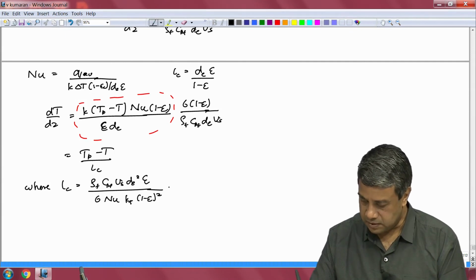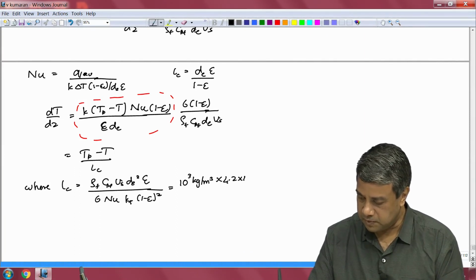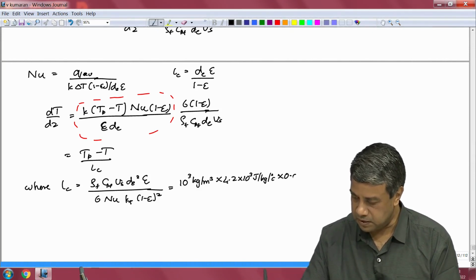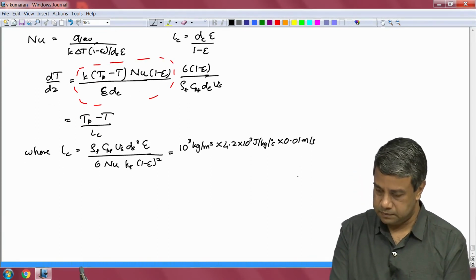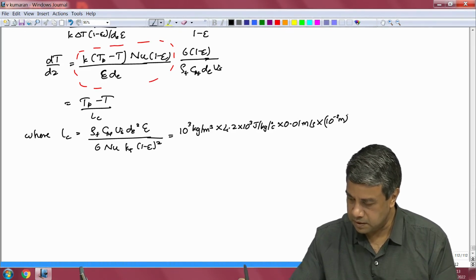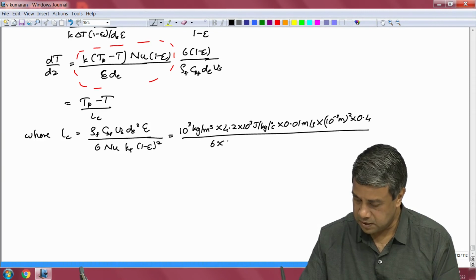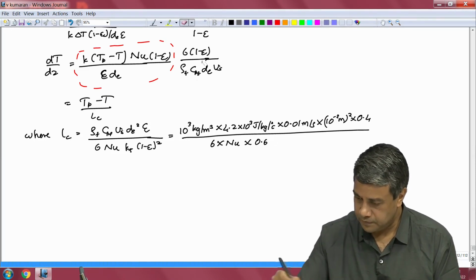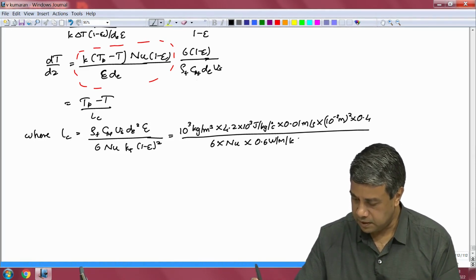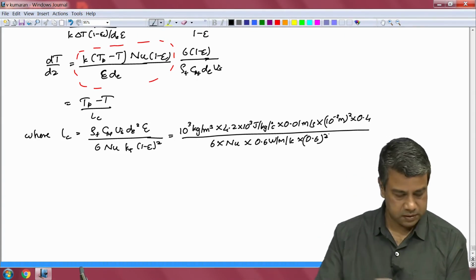So, this rho f is equal to 10 power 3 kg per meter cubed. Cpf is 4.2 into 10 power 3 joules per kg per degree centigrade into velocity 0.01 meters per second, into dE square, 1 centimeter, 10 power minus 2 meters the whole square, into epsilon is 0.4 in this case, divided by 6 into the Nusselt number into 0.6 watts per meter per Kelvin, that is the fluid thermal conductivity, into 0.6 the whole square.